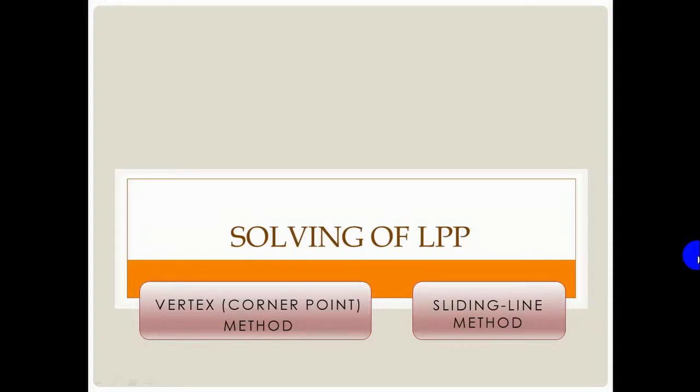Okay, now we will learn about solving a linear programming problem, or LPP. In here we have two methods. The first is the vertex or corner point method, the second is the sliding line method. So now we will talk about the vertex or corner point method.